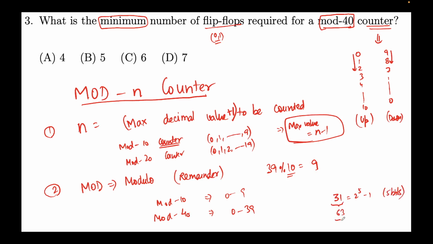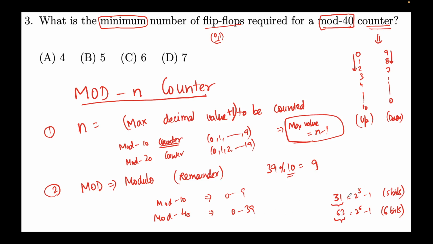Similarly, to store 63, that is 2 to the power 6 minus 1, you require 6 bits. It's 2 to the power n minus 1. That's the same thing that's happening here. So 2 to the power 6 is 2 to the power 3 squared, that's 8, 8 into 8, 64. Yeah, this is correct. So to store up to 63 decimal value, you need 6 bits.